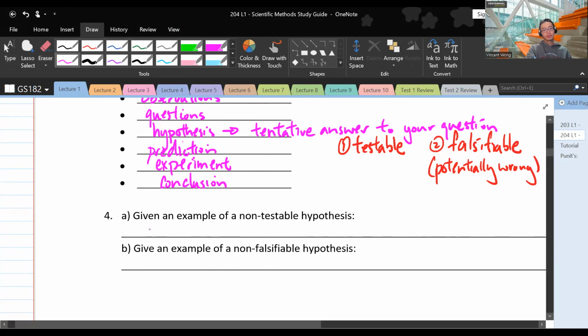Christians believe that when you pass away, you'll go to heaven or hell. Yeah, that's not testable. There's no way of verifying that, right? Very good. Or the example I give in class would be something like this.